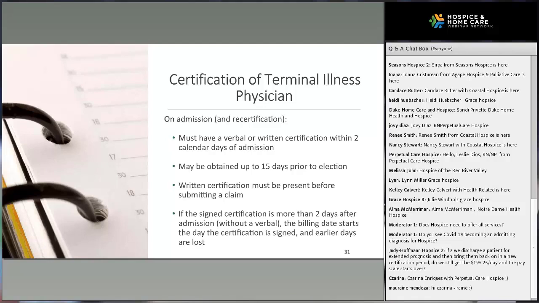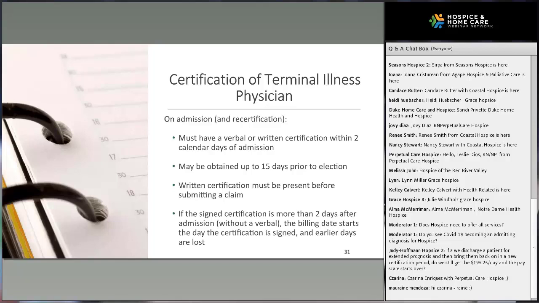There needs to be certification of terminal illness by the physician on admission, and if there's recertification required, they must have a verbal or written certification within 2 calendar days of admission, which may be obtained up to 15 days prior to election. Written certification must be present before submitting a claim. So if people are eager to submit that claim, but you don't have that certification yet, you cannot submit that claim. You need to make sure that you've got these certifications in place. If the signed certification is more than 2 days after admission without a verbal, the billing date starts the day the certification is signed, and earlier days are lost.